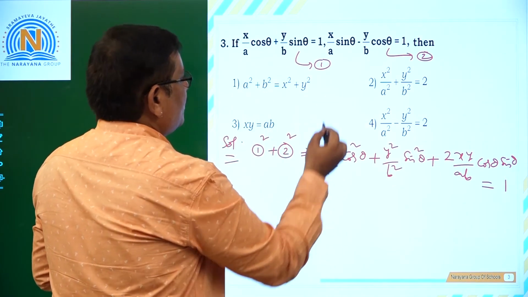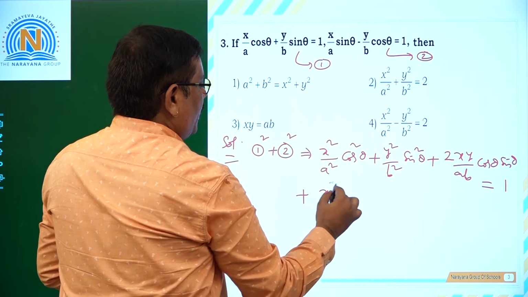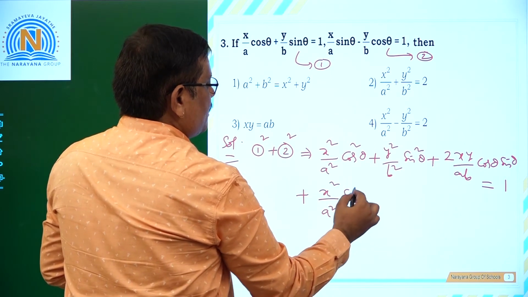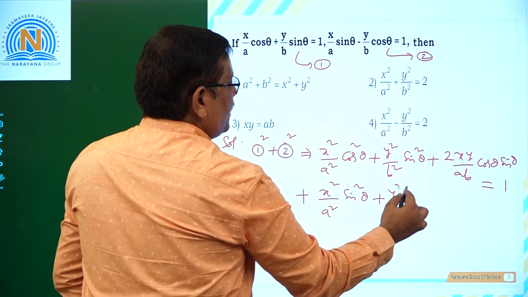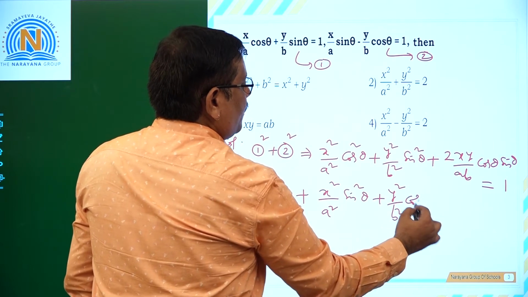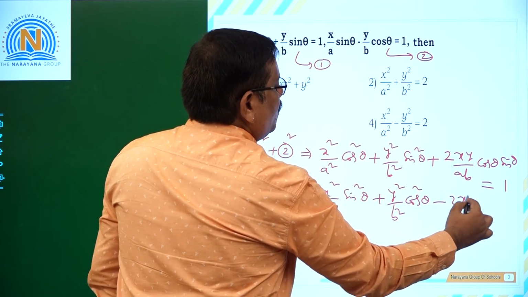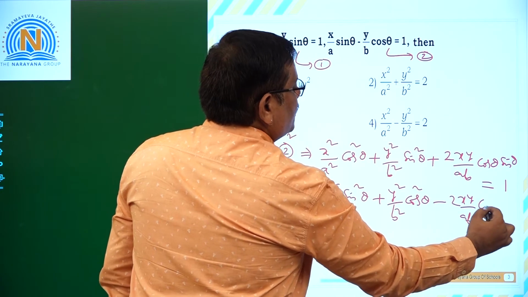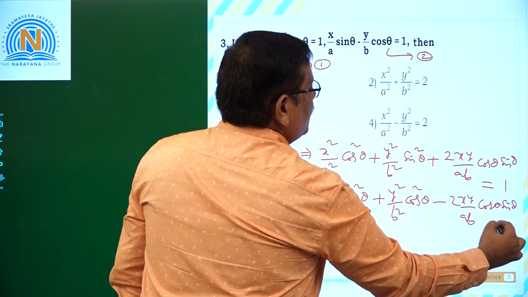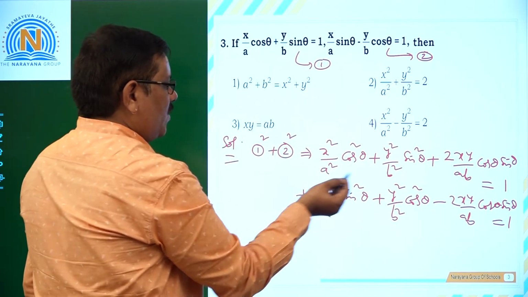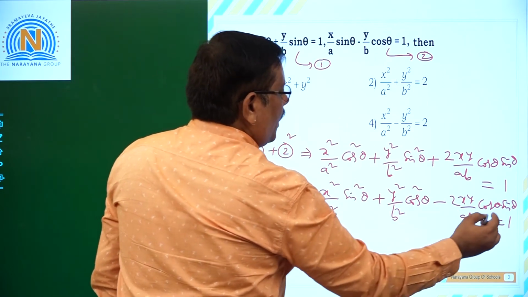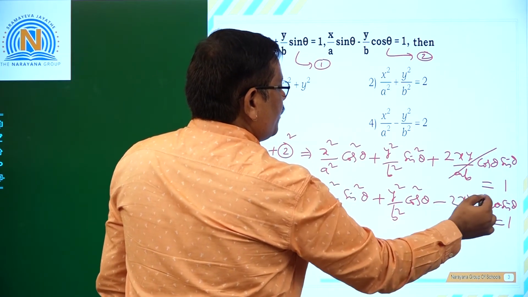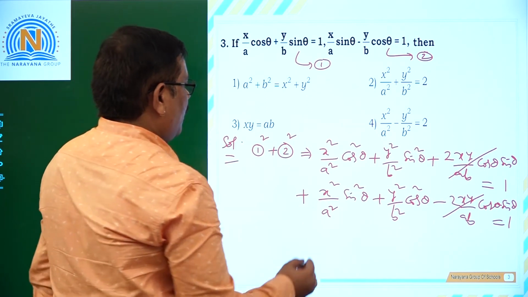Similarly, if you square the second equation, you will get x square by a square sin square theta plus y square by b square cos square theta minus 2xy by ab cos theta sin theta is equal to 1. As we are adding these two, this term is plus and this is minus, so these two are going to be cancelled.